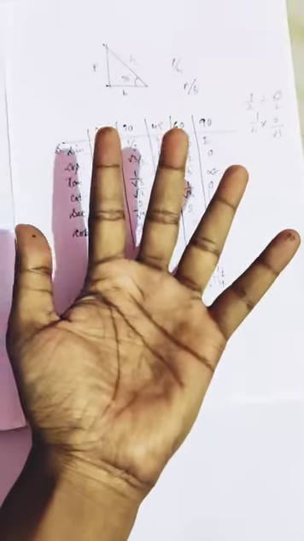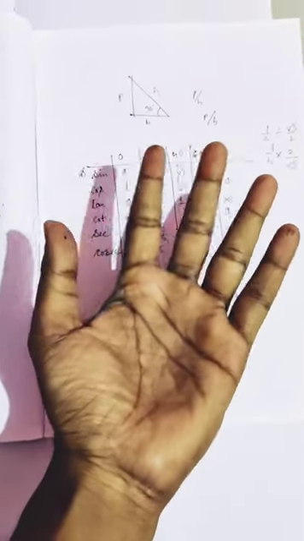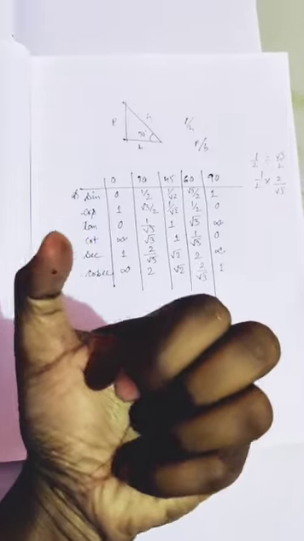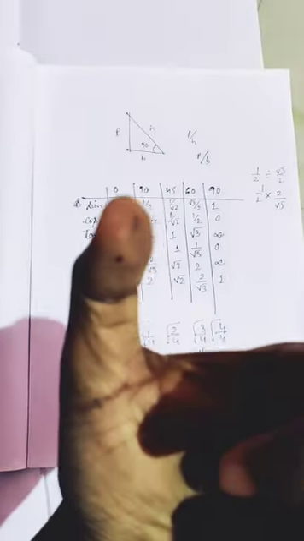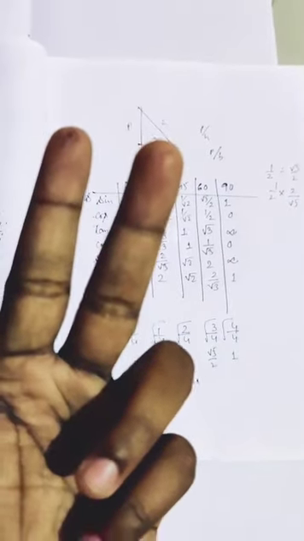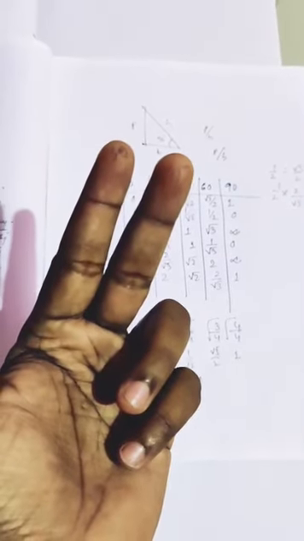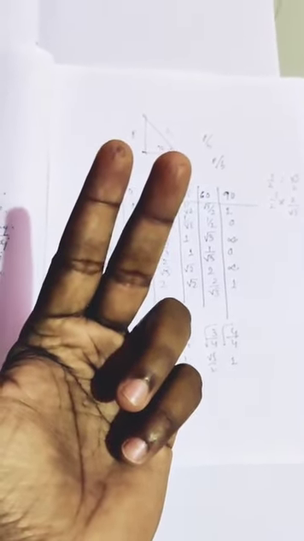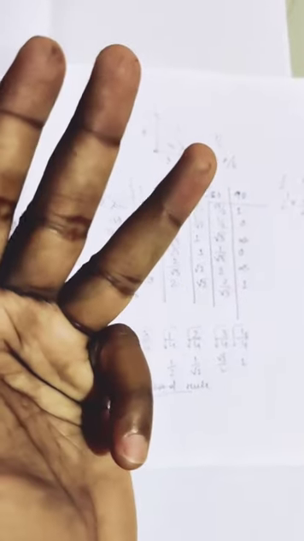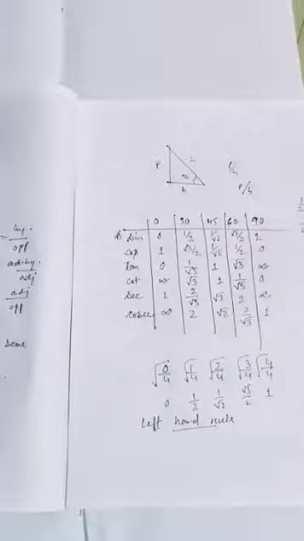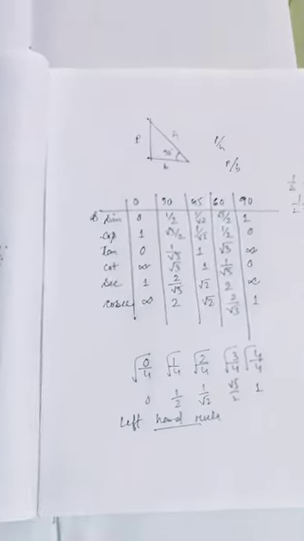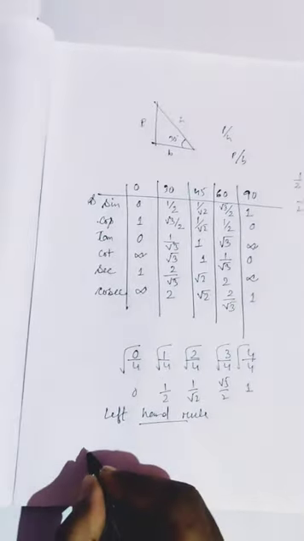See, these are the 5 fingers I have. Now on these fingers I have marked 0, this finger 30 degree, this finger 45, sorry, it is not so clear, absolutely sorry, and this finger 60, and this is 90. Now how to find the ratios?